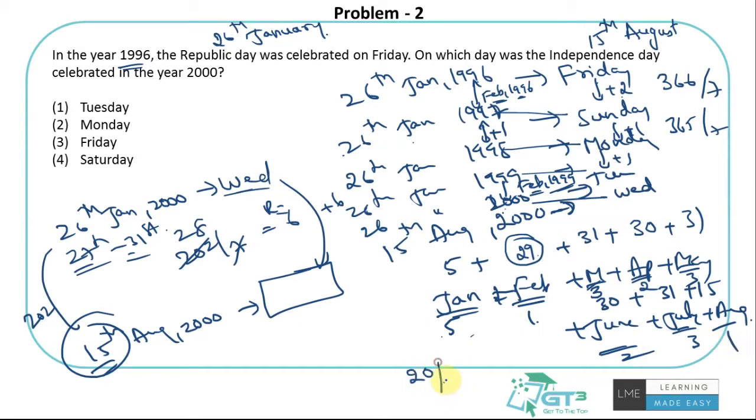As I said, I'll add and then again divide by 7. What is the remainder I am getting? 6. This is what I got here as well, right? After all the addition and dividing 202 by 7, I get the same remainder. So finally, I have 6 extra days between 26 January 2000 and 15th August 2000. So I just need to add 6 days to Wednesday. What will that turn out to be? Thursday, Friday, Saturday, Sunday, Monday and Tuesday. So the answer is Tuesday.